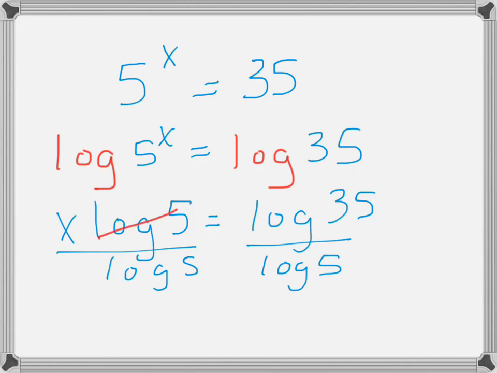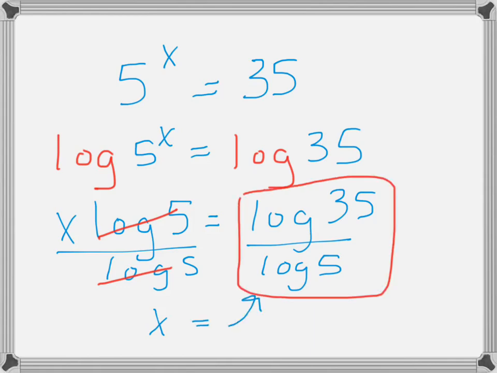and the log of 5's cancel on the left, giving us an answer of x equals the log of 35 divided by the log of 5.